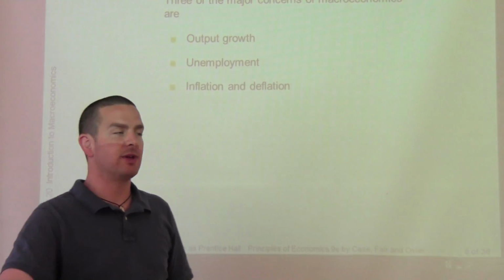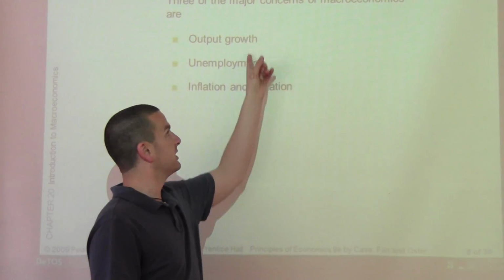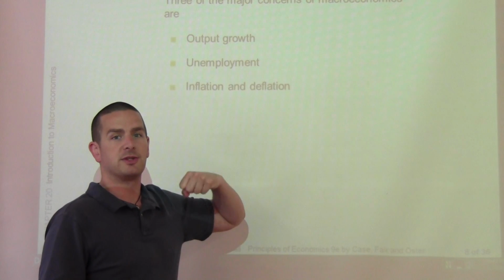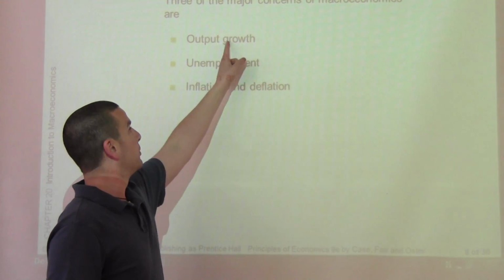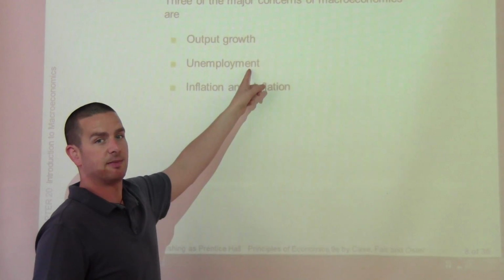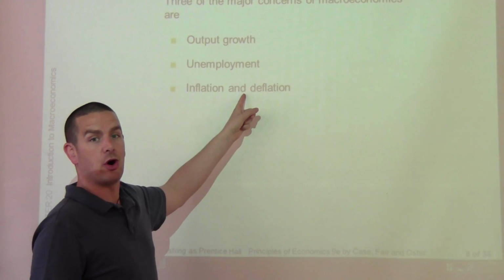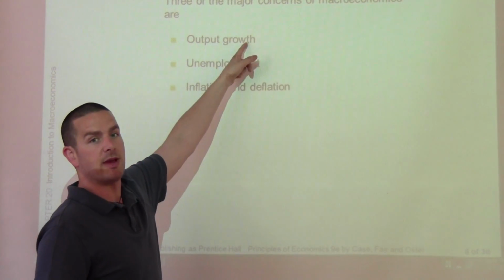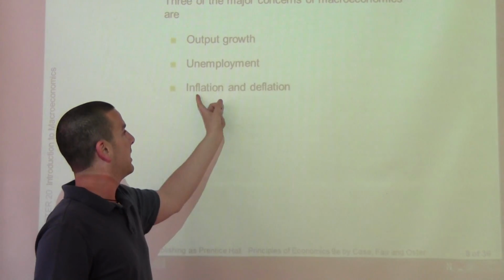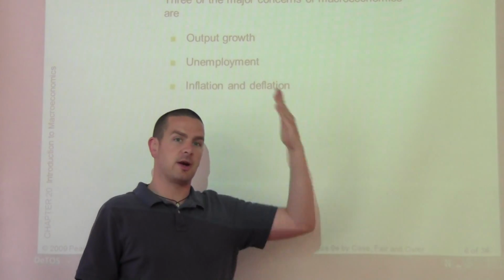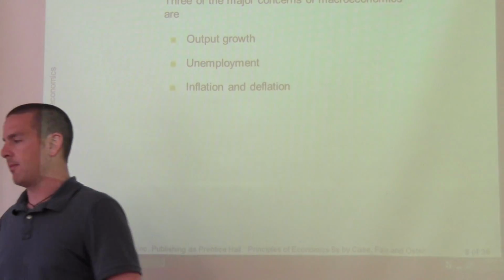Okay? So if you think about it, what this is really saying, in macroeconomics, we're going to be looking at what are we producing, who's producing it, and how much does it cost. Okay? It's the stuff we're making, who's making it, and the prices of those things. Are the prices going up? Are the prices going down?